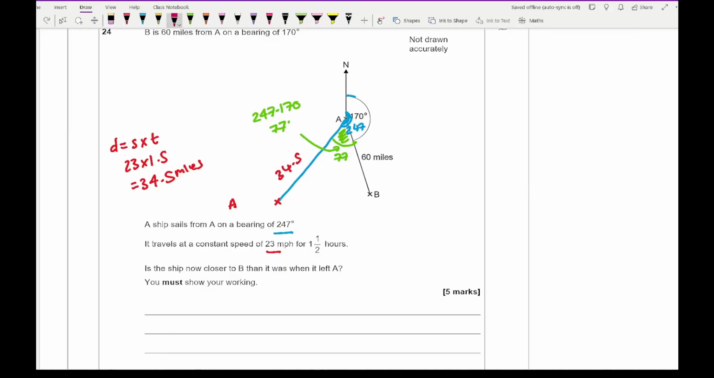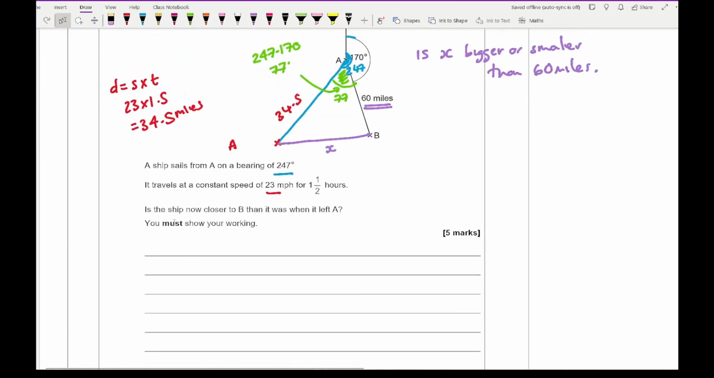Now, what I could do with working out is to see how far away they are. Well, that's going to be this length here. And the question is asking, is it closer than it once was? Well, the original distance was 60 miles away. So I want to see, is X bigger or smaller than 60 miles? So if I take that triangle out, I've got this angle here, which is 77. I've got this length here, which is 34.5, and this length here, which is 60, and that is X.